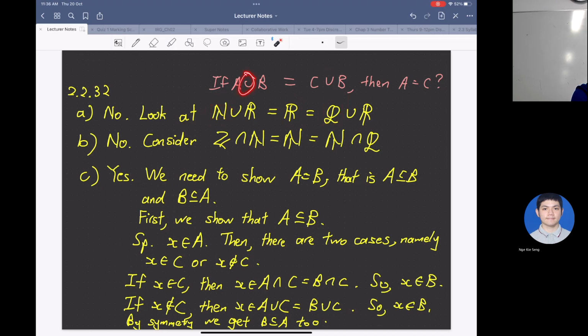How about if I change the union to intersection? Again, it's still wrong because I can take Z intersect with N and then N intersect with the rationals, and I still get N. I get Z not equal to Q. So how about if both of them are true, then you can show that A is actually equal to C.